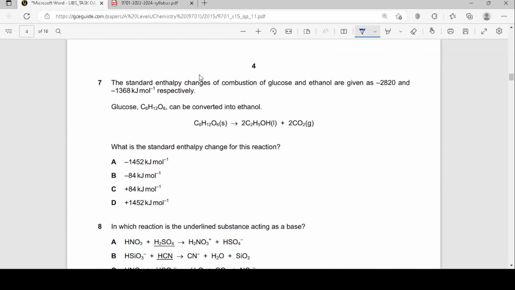Next question. The standard enthalpy changes of combustion of glucose and ethanol are given as -2820 and -1368 kilojoules per mole respectively. Glucose C6H12O6 can be converted into ethanol. What is the standard enthalpy change for this reaction? Okay, so what I'll do is I'll just make arrows and stuff. So CO2 plus H2O, and I'll make downward pointing arrows from the products as well as the reactants.